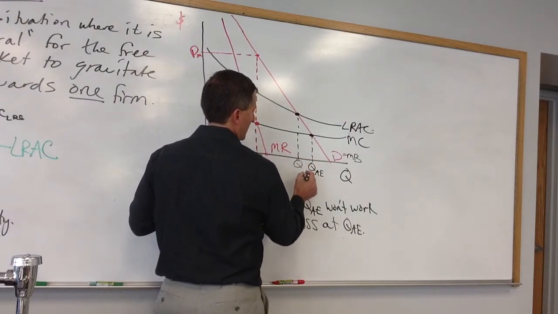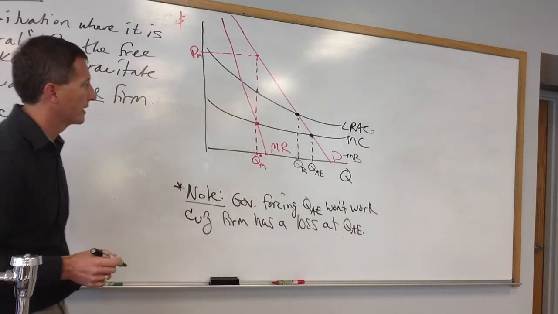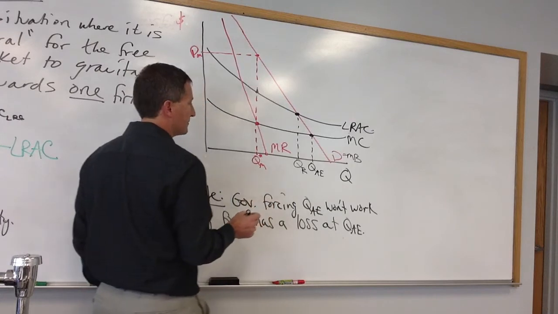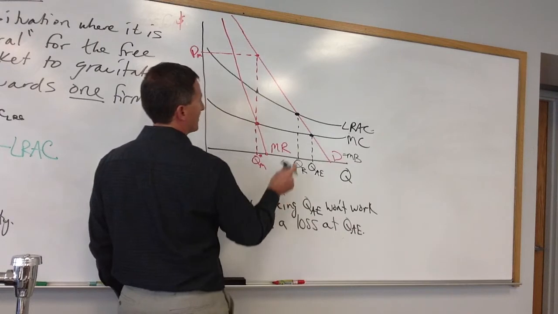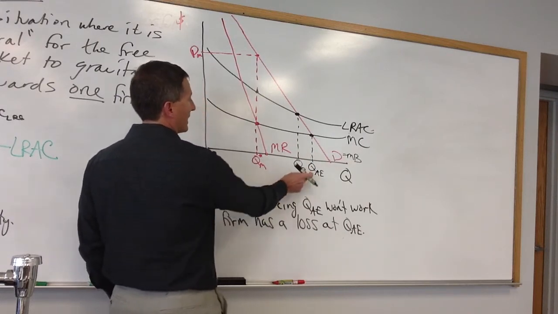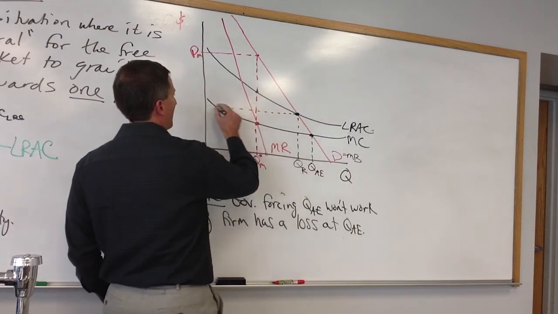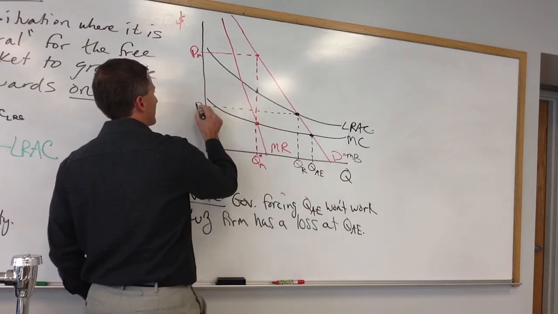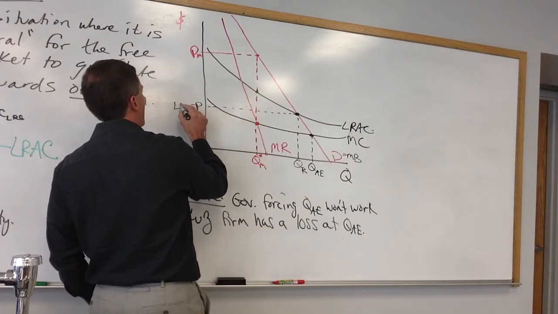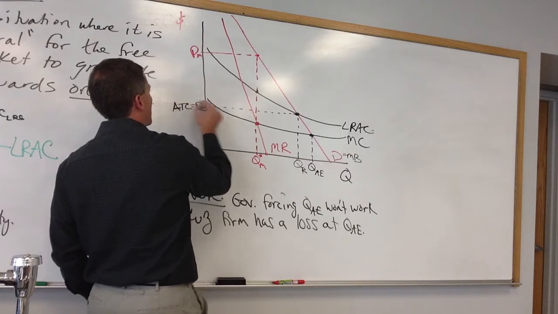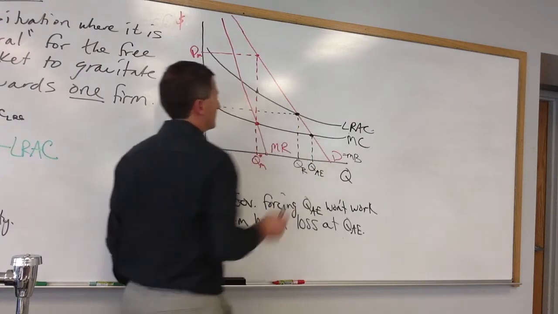let's call this QR for regulation, the regulated quantity, government regulated. Maybe we could call it QG. You guys call it what you want. But that's the government regulated quantity. And at this quantity, we go up to the demand curve to learn the price. We go up to the average cost curve to learn the average cost. And price equals average total cost. So we have kind of a zero profit criteria.